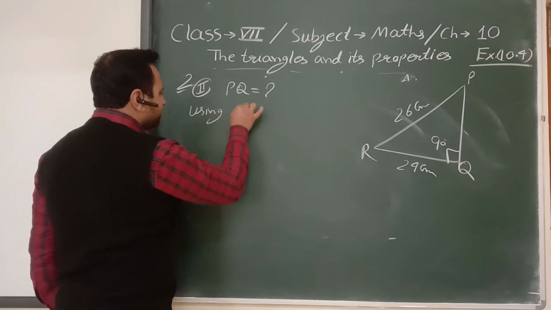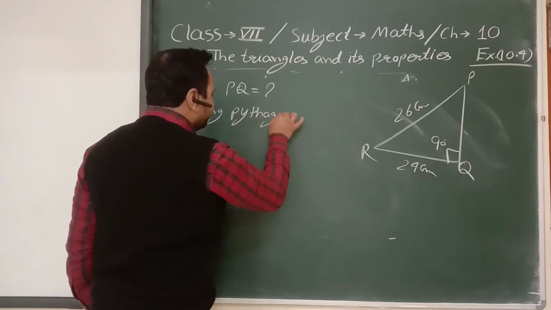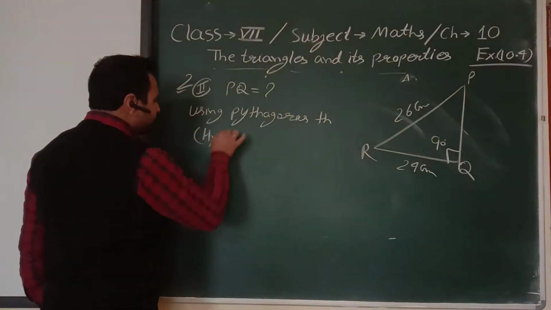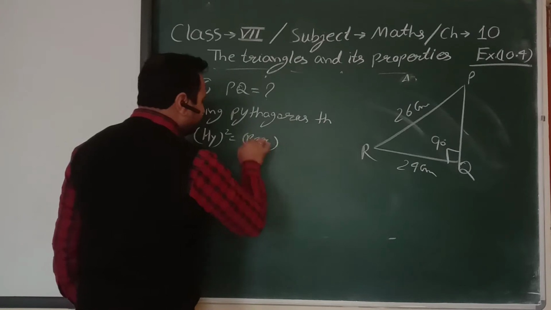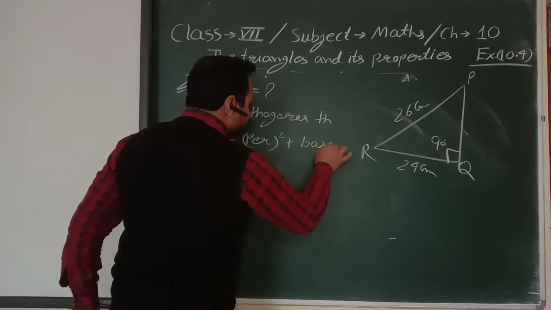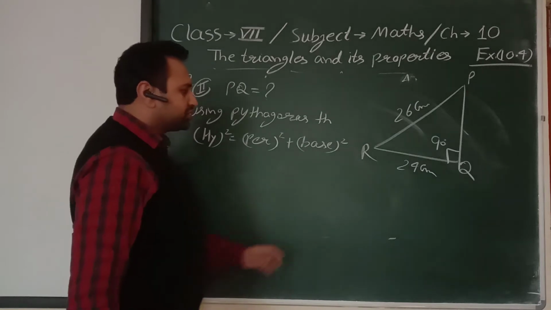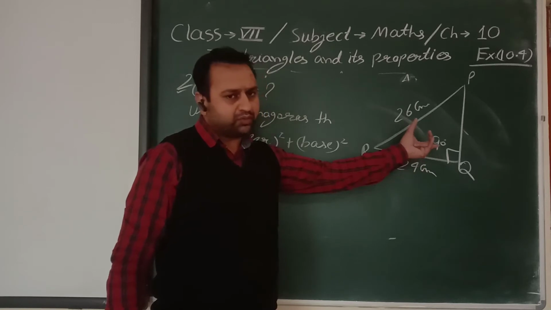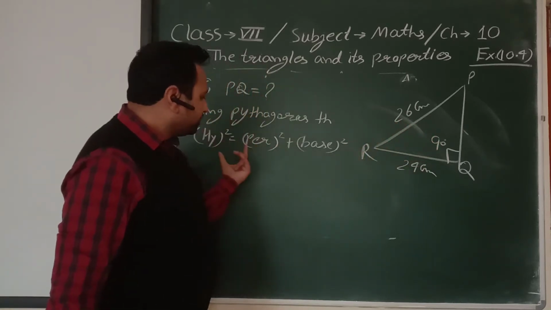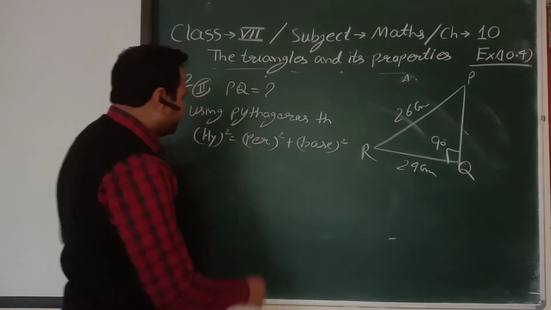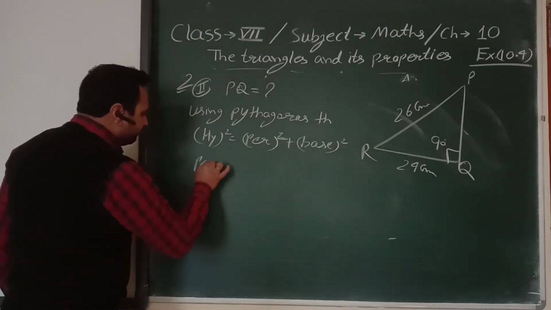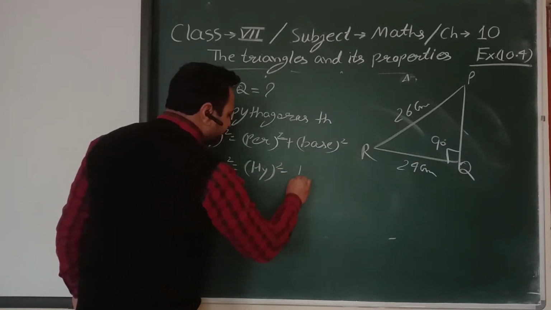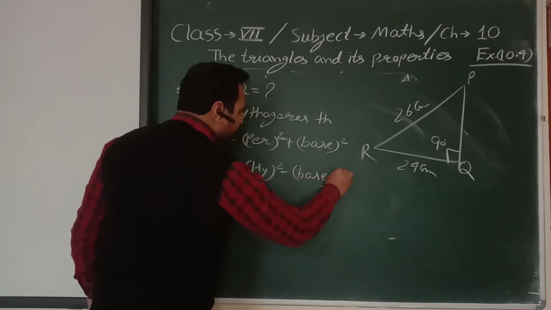Using the Pythagoras theorem, hypotenuse square is equal to perpendicular square plus base square. But in this question, the value of the hypotenuse is given and the base is also given. We have to calculate the perpendicular. So we can use the Pythagoras theorem to find out the perpendicular. It means perpendicular square is equal to hypotenuse square minus base square.